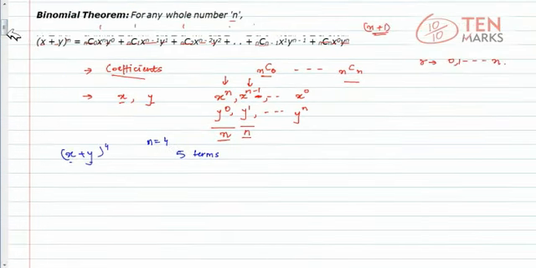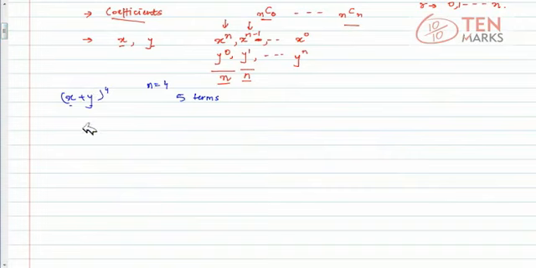So let's first write down the coefficients. I know that the coefficients will start at nC0, so that's 4C0, right? The next coefficient will be 4C1, the next coefficient will be 4C2, the next will be 4C3, and the next will be 4C4. Okay, so these are the coefficients for each of the 5 terms that we are going to have.